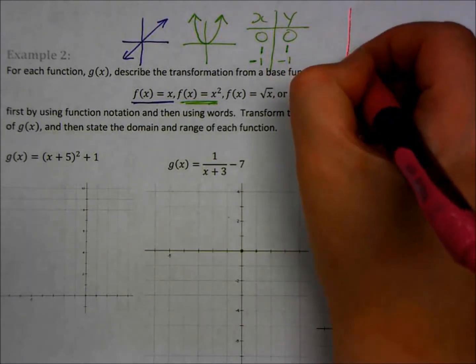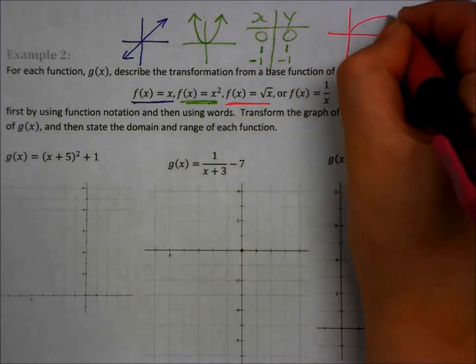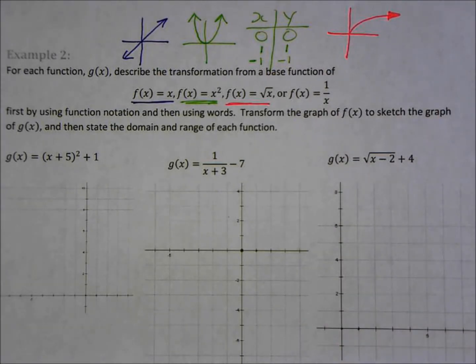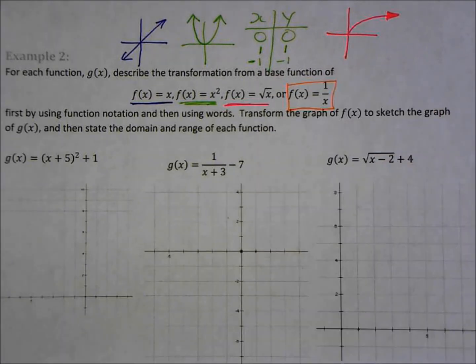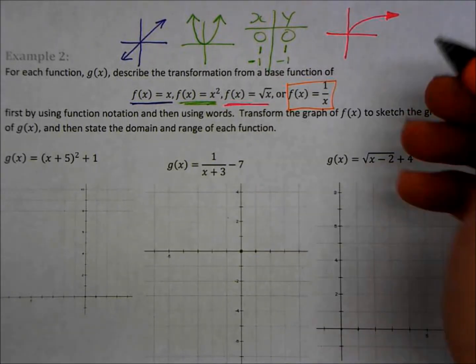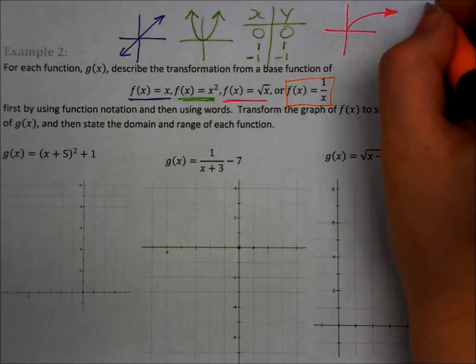We'd have f of x equals square root of x. That's the one we did in the previous example, the square root function. And a final new guy, f of x equals 1 over x. Rational function. Let's plot some points and see what happens.